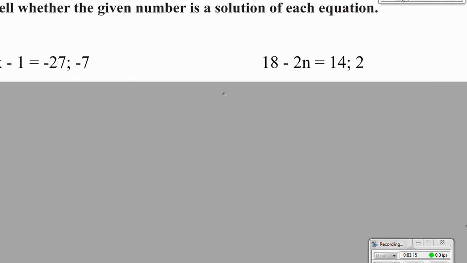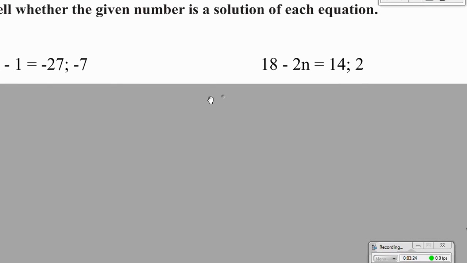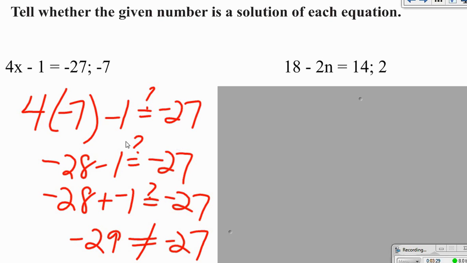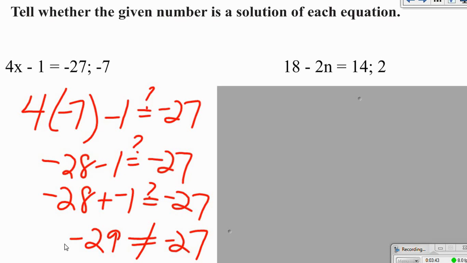Tell whether the given number is a solution for each equation. 4x minus 1 equals negative 27. And we're going to substitute in negative 7 for x. Okay, substitute it right in. Order of operations, we end up with negative 28 minus 1. Does that equal negative 27? When we simplify it, it becomes negative 29, which does not equal negative 27. Therefore, negative 7 is not a solution to this equation.